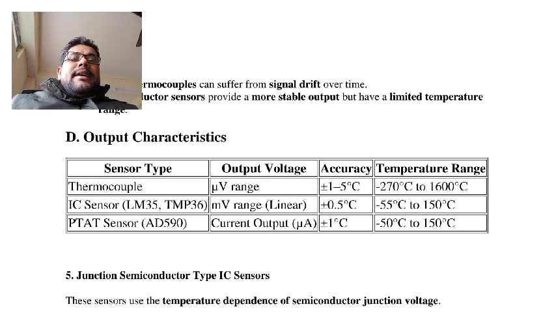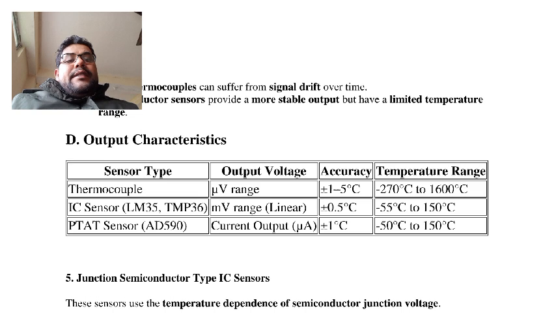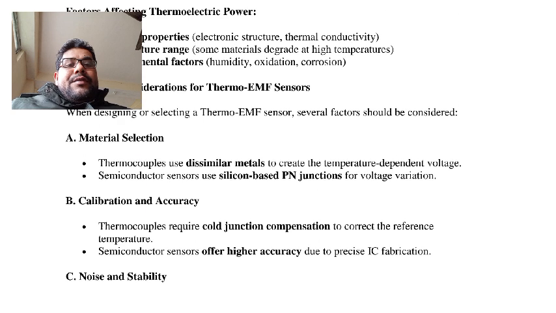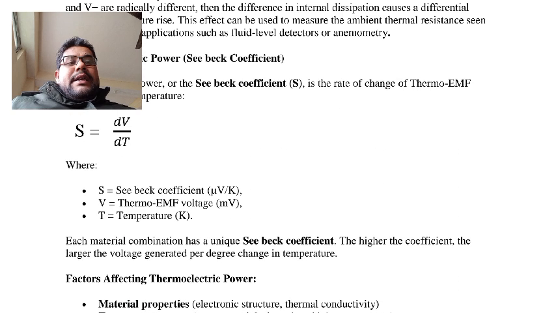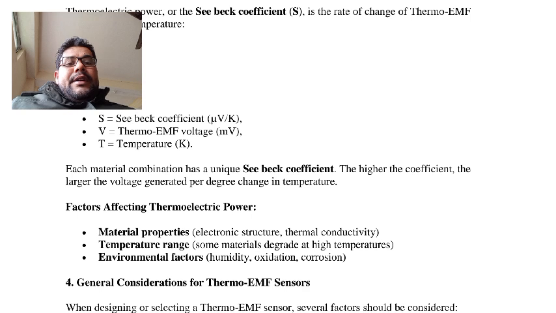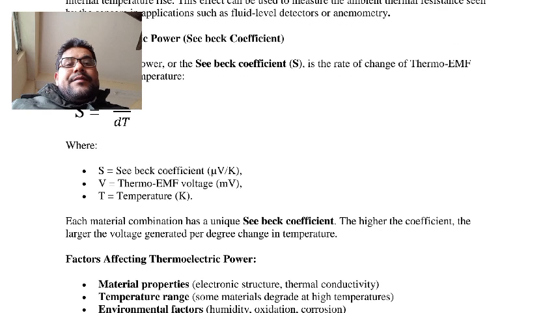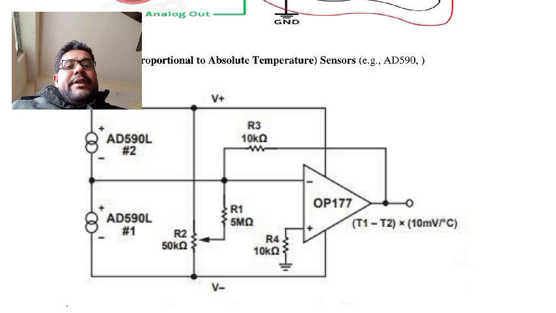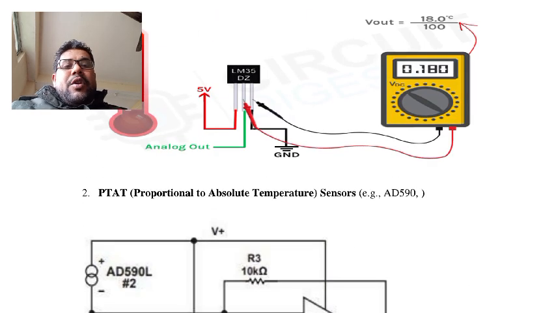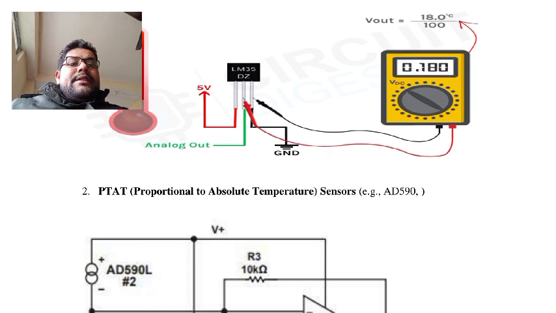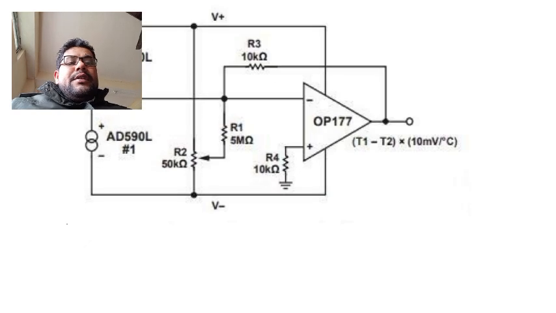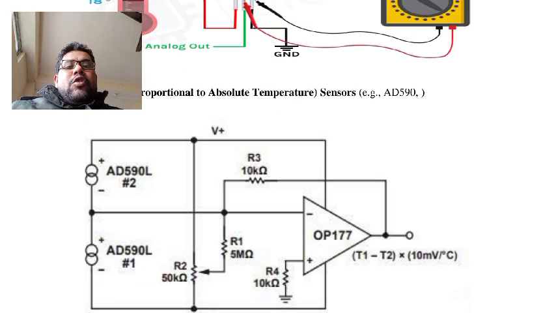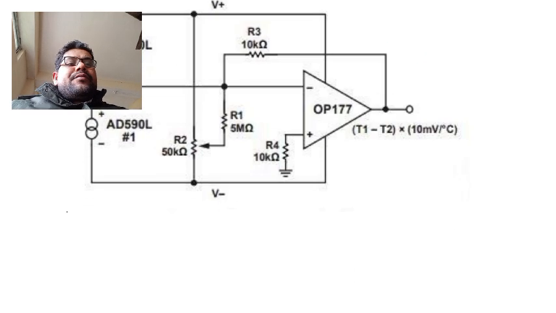So last class we were discussing the different types of temperature ICs. In this class we will continue with temperature ICs. We discussed the proportional to absolute temperature IC, the AD590, connected to an op-amp based circuit. This is output T1 and T2.